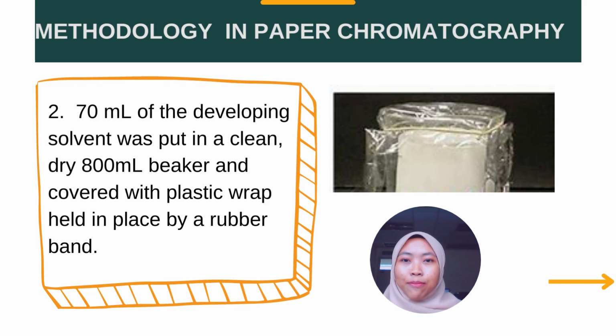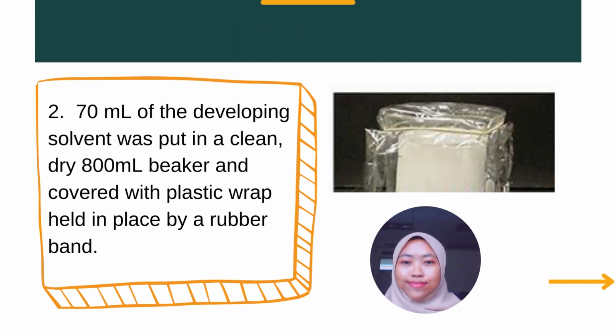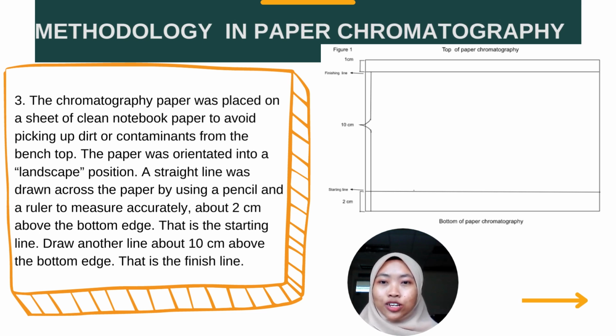Step 2. 17 ml of the developing solvent was put in a clean, dry 800 ml beaker and covered with plastic wrap held in place by a rubber band. The chromatography paper was placed on a sheet of clean notebook paper to avoid picking up dirt from the benchtop. The paper was oriented into a landscape position.